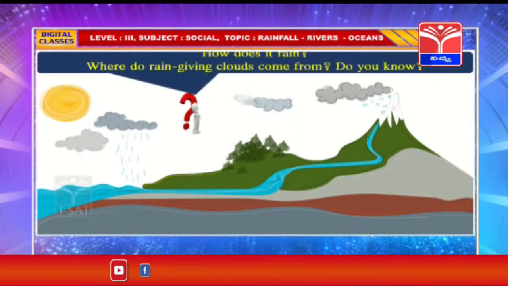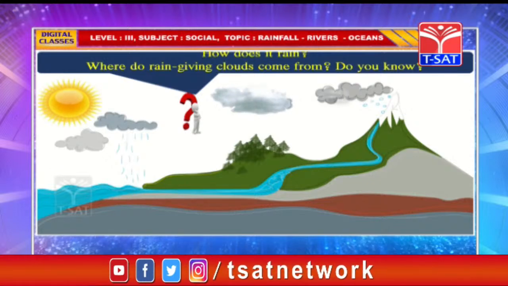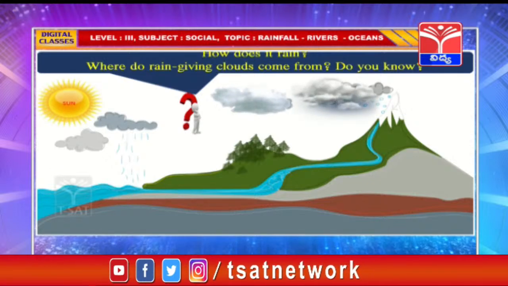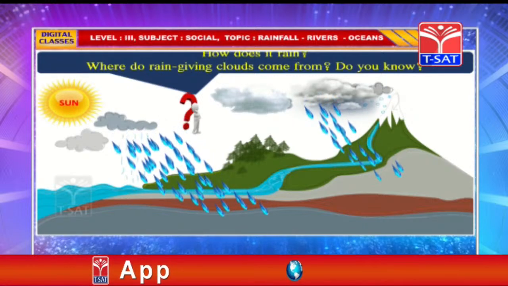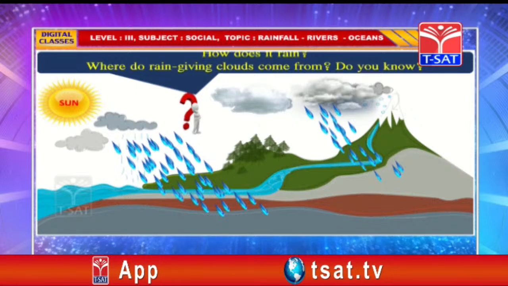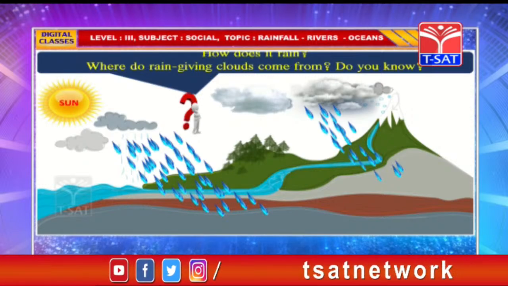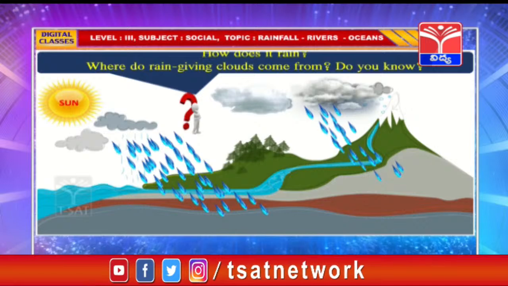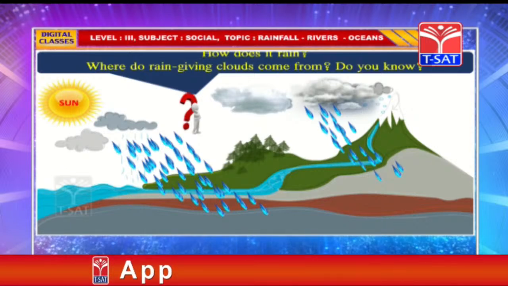Children, it has been raining on earth for thousands of years. Have you ever thought about why the water in the seas and oceans never dries up? And less than 1% of water that reaches the earth is useful to human beings. Can this water meet the necessities of all living beings? To know the answers to all these questions, let us learn about the hydrological cycle.